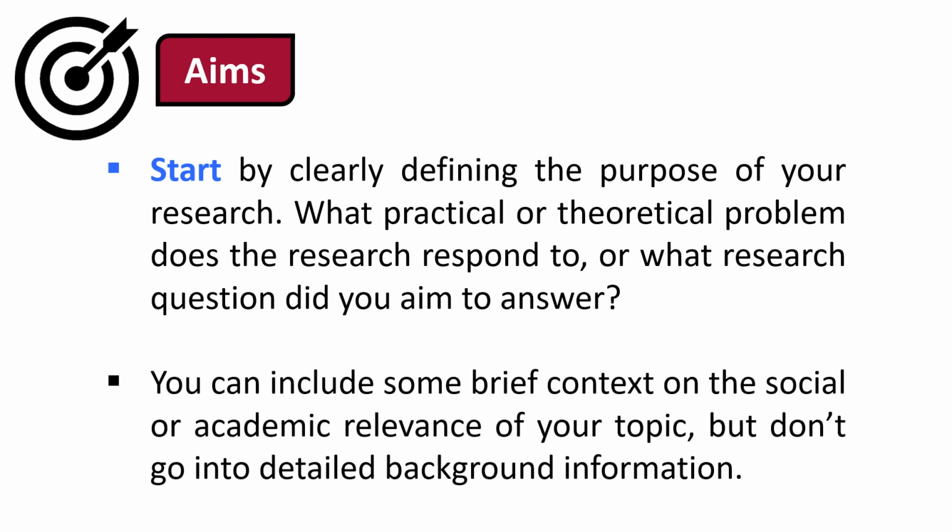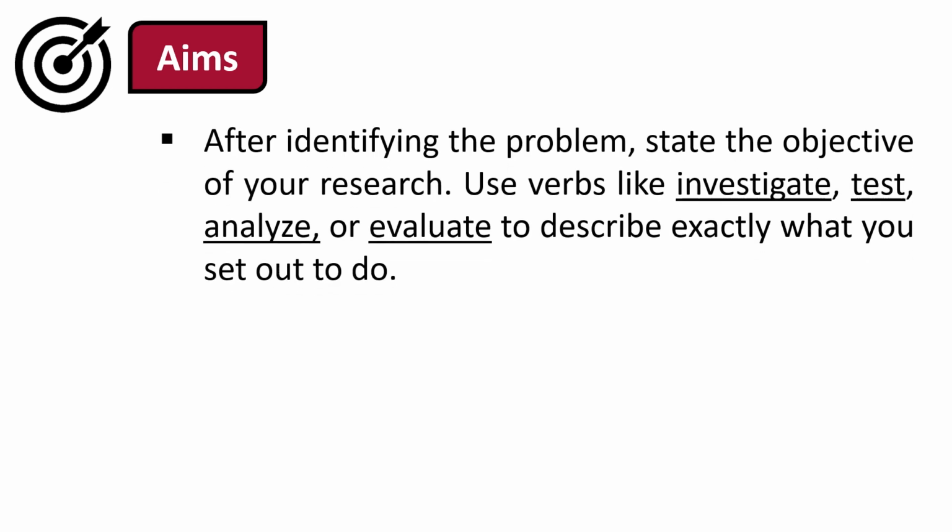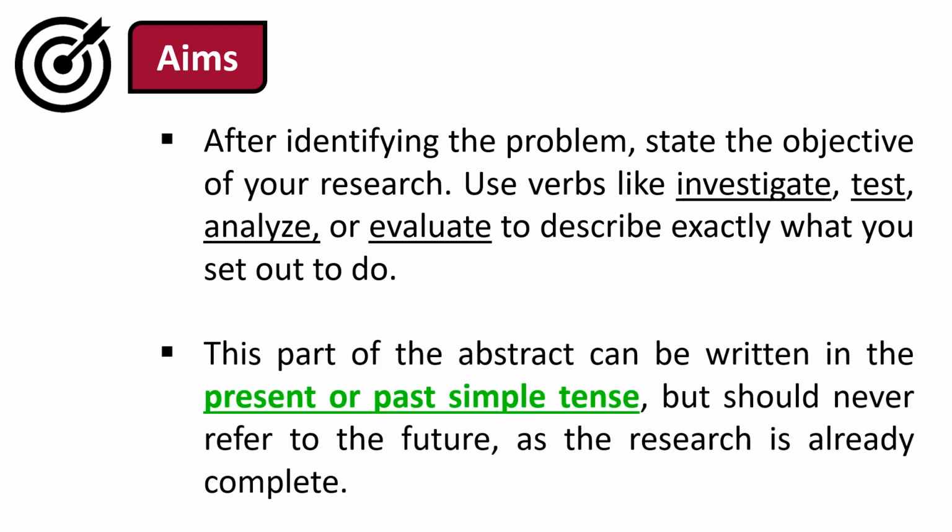Next, you can include some brief context on the social or academic relevance of your topic, but don't go into detailed background information. After identifying the problem, state the objective of your research. Use verbs like investigate, test, analyze, or evaluate to describe exactly what you set out to do. This part of the abstract can be written in the present or past simple tense, but should never refer to the future as the research is already completed.